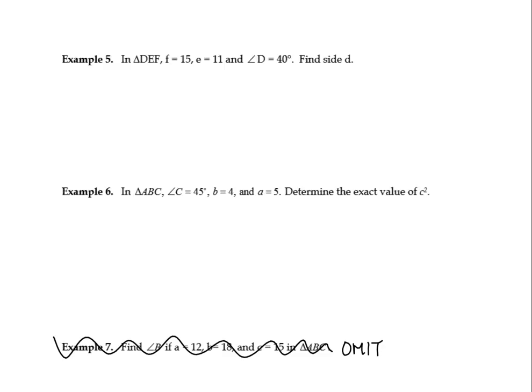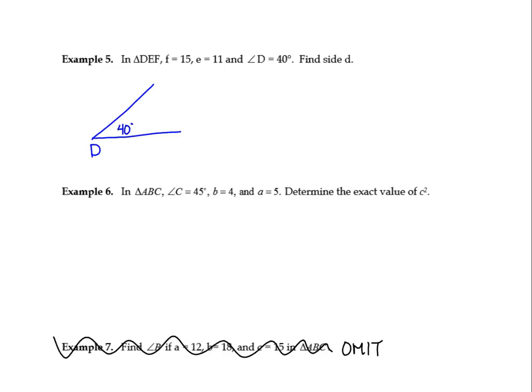Really quickly, let's do a triangle where we are, or it's not ABC, it's DEF. Okay, so let's draw this out. So D is 40 degrees. Okay. So D is 40. It says E is 15 and, sorry, F is 15 and E is 11.